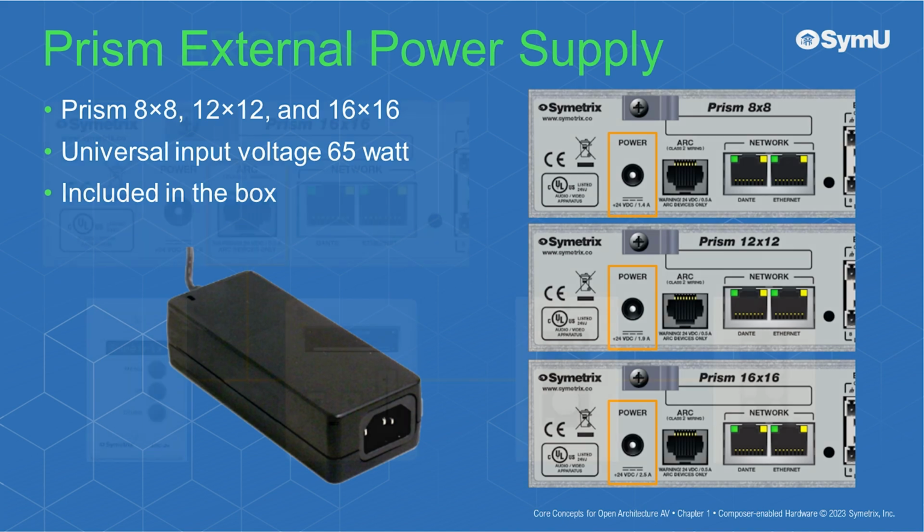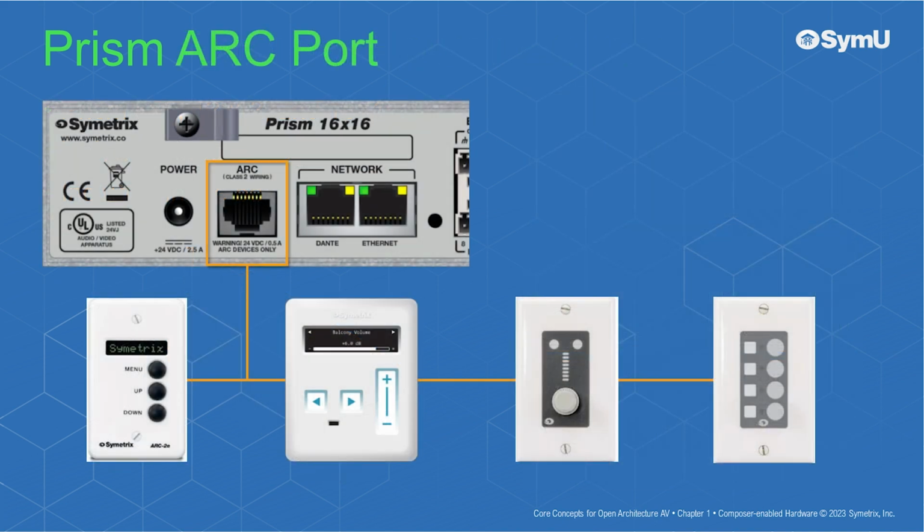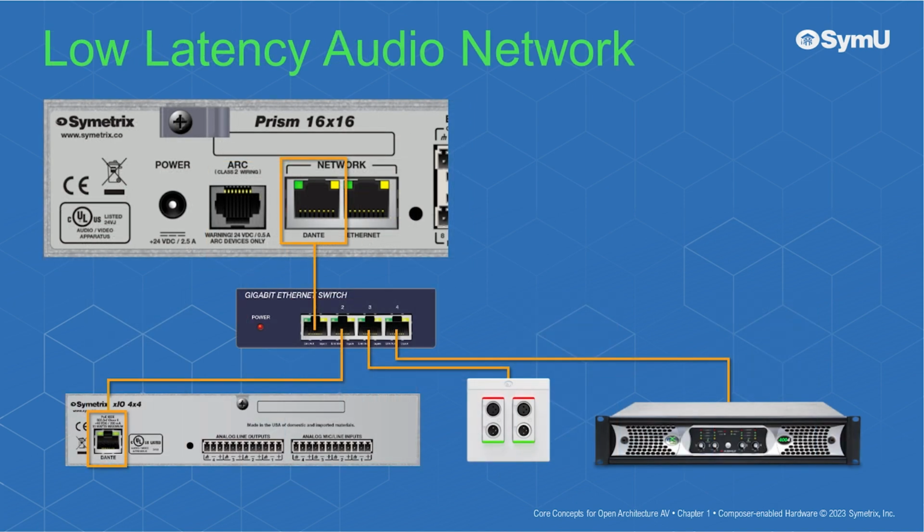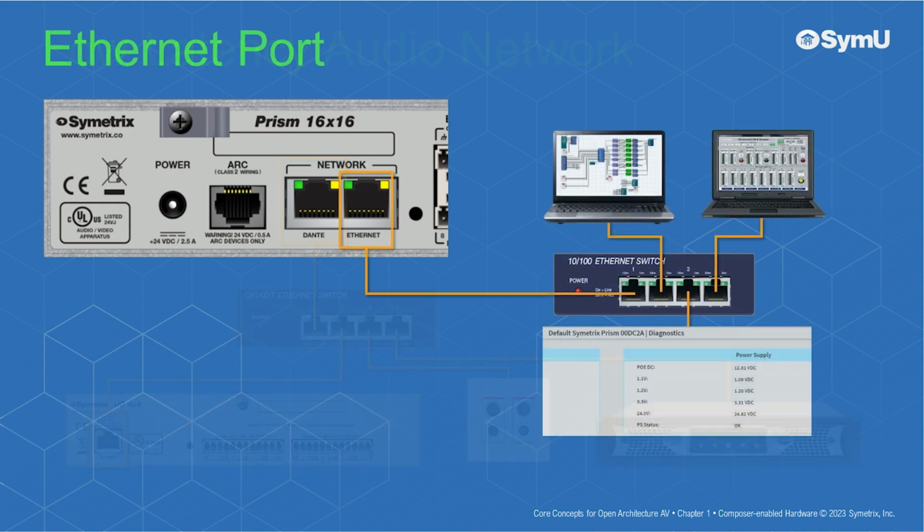The ARC port on the rear panel of the Prism DSP connects to the Symetrix line of ARC wall panels, which we'll discuss later in this chapter. Dante networks provide low-latency network audio utilizing off-the-shelf switches. Prism's gigabit Dante port supports 64 transmit and 64 receive channels. The Ethernet port is used for initial programming, control, and monitoring of the DSP over IP.